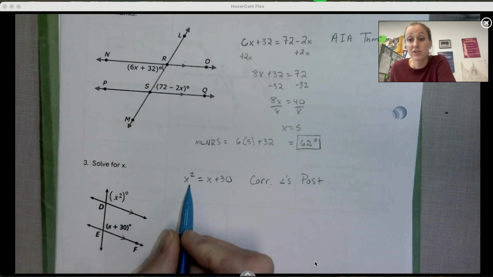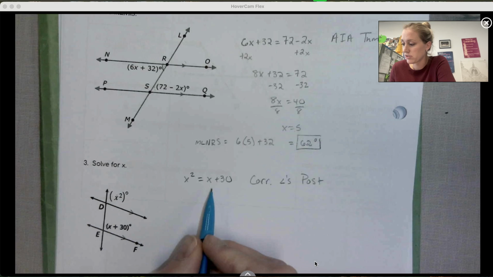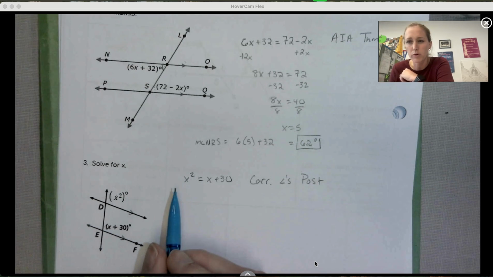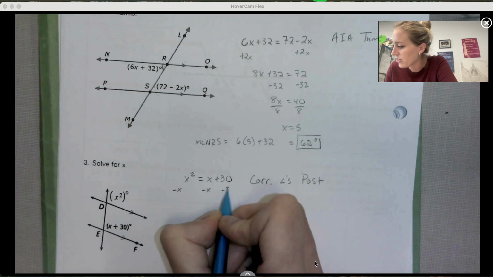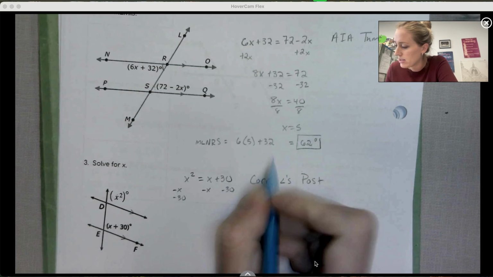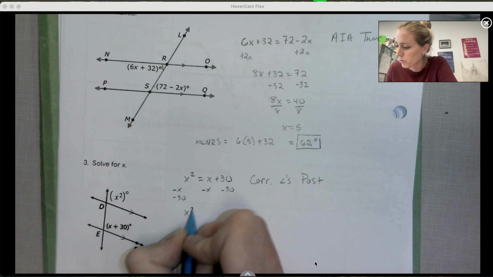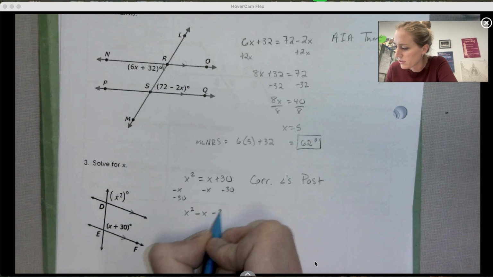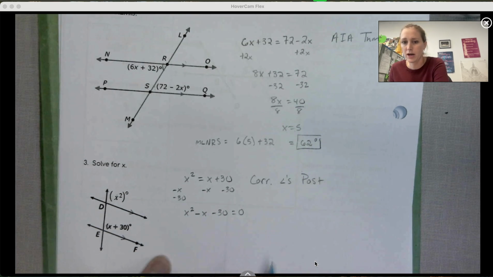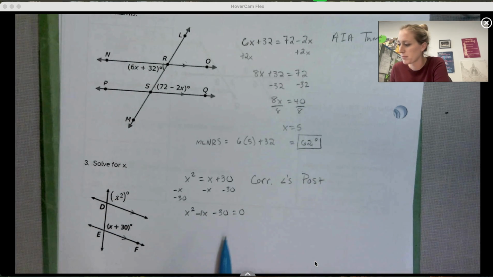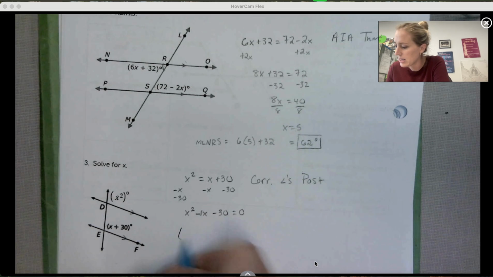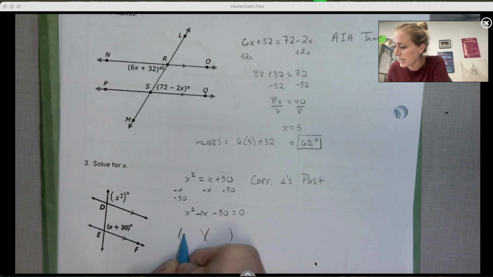Okay, this is a quadratic, right? So I want to set it equal to 0, and I do want the x squared term to always be positive. So I'm going to subtract the x from both sides and the 30 from both sides to get 0 over here. So I've got x squared minus x minus 30 equals 0. Okay, now we're going to factor. Remember, this is like a 1 sitting in front, so I want numbers that multiply to be negative 30 that would add to be negative 1.